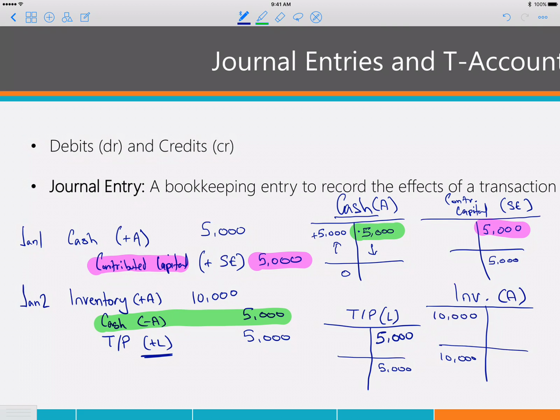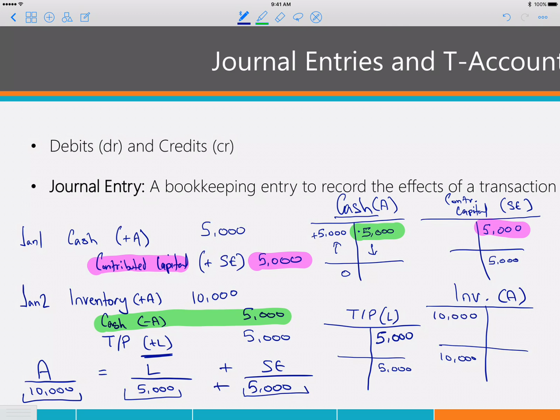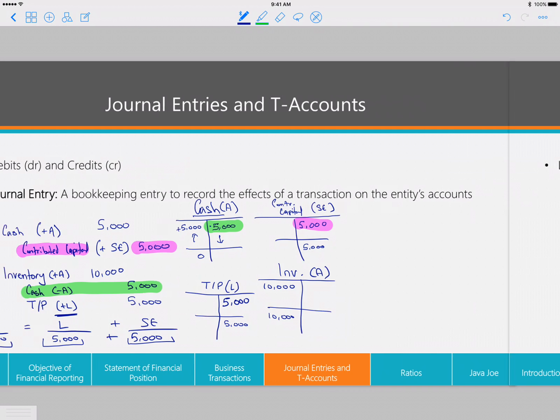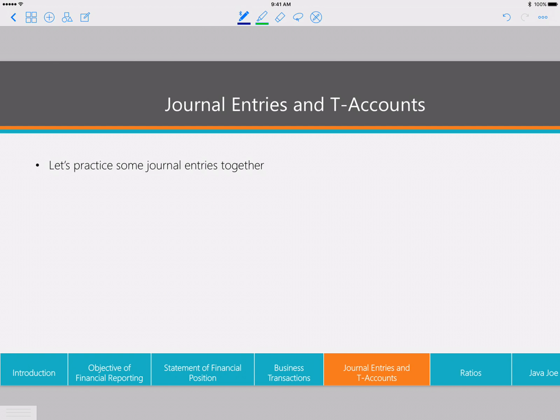So let's take a look at it together. Assets, well, we have $10,000 of inventory. Liabilities, we have $5,000 of trades payable, and we have shareholders' equity and contributed capital of $5,000. So actually, it is in balance. The $10,000 of assets is funded by $5,000 of debt and $5,000 of shareholder investment. So what we're now going to do is flip to the next page, and we're going to practice some journal entries together.